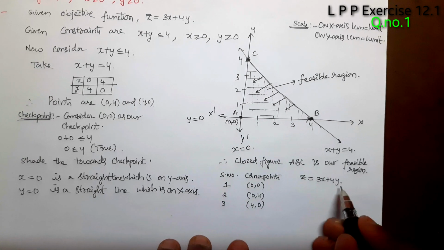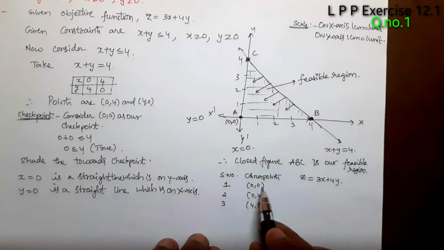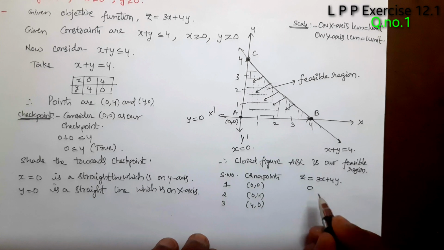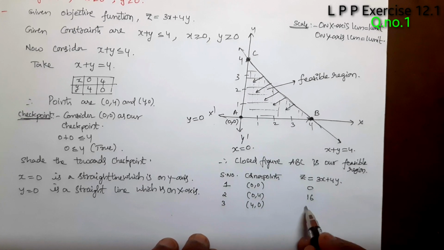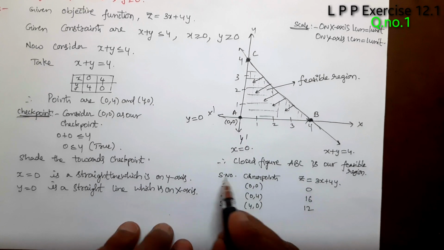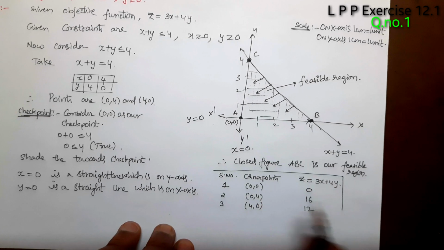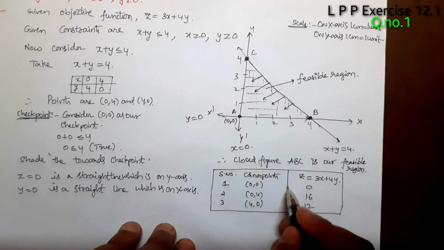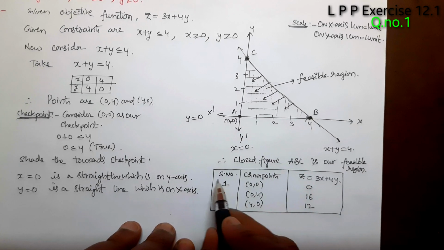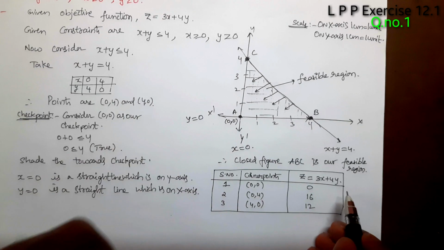So as z equal to 3x plus 4y, we have to substitute in the place of x and y. So this will become 0. This will become 4 times 4, 16. This will become 3 times 4, 12. So we have to draw the table for corner points. That's why we call this method the corner point method.